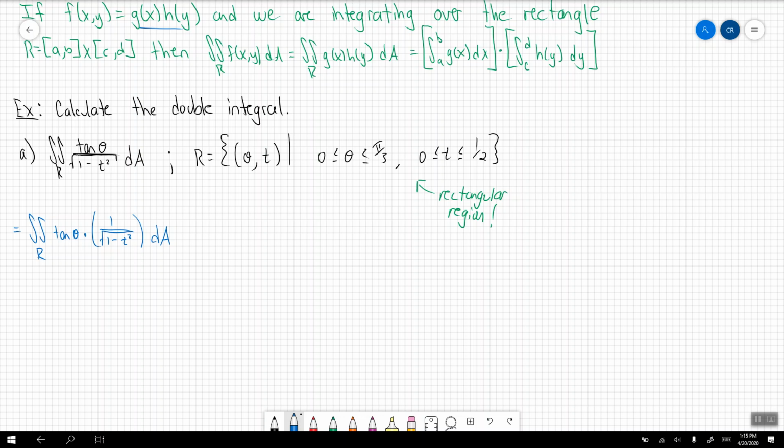Great. The function is separable, and it's also a rectangular region, which means we can set it up in this manner. So we can just go to the thetas. Thetas are evaluated from 0 to pi thirds, and that's just tangent of theta d theta. Then we go over to the next integral, from 0 to 1/2, and that's just 1 over the square root of 1 minus t squared, dt. Nice. Not bad at all.